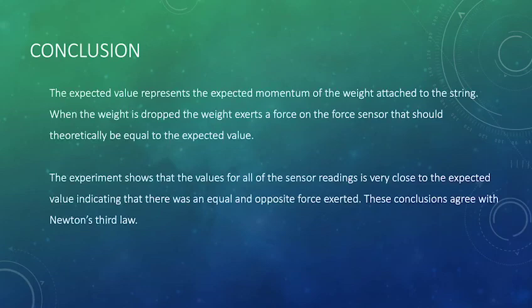The conclusion: the expected value represents the expected momentum of the weight attached to the string. When the weight is dropped, the weight exerts a force on the force sensor that should theoretically be equal to the expected value. The experiment shows that the value for all of the sensor readings is very close to the expected value, indicating that there was an equal and opposite force exerted. These conclusions agree with Newton's third law.